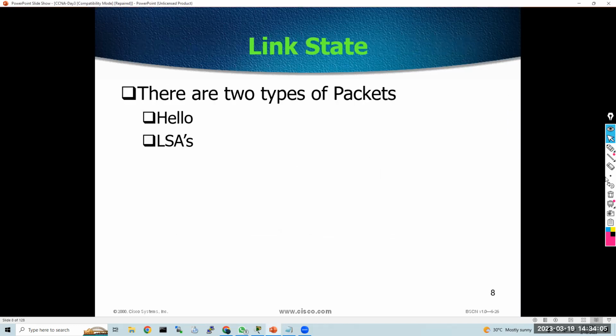As you know, it works based on link state, right? There are 2 types of packets available in OSPF, that is hello and LSA. LSA means link state advertisement. There are 2 packets, guys. Please remember this. It might be an interview question.